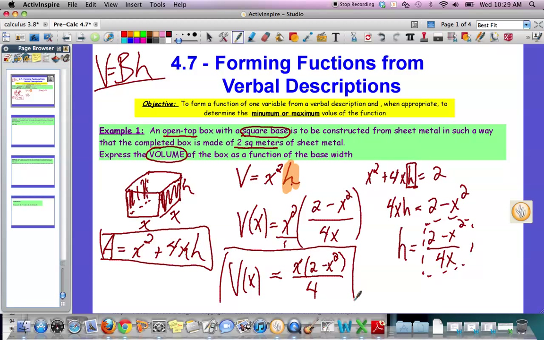I have written a formula for the volume of my box. It's based on initial information that says it's made of 2 square meters. So if you have a different box, made of a different amount, we'd have a problem, but there it is. That's the volume of the box. This one we don't have to maximize or minimize. We just wanted to find the volume of the box in terms of the base width. My base width is x. So you take 2 equations, substitute. Let's try another one.